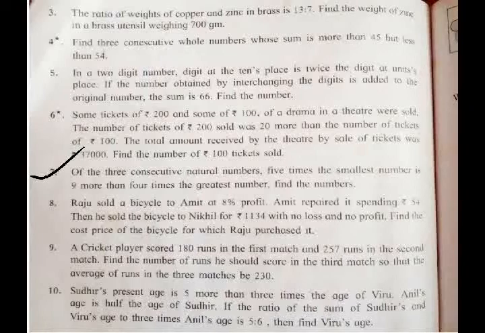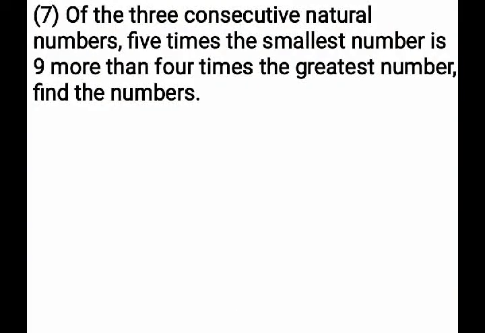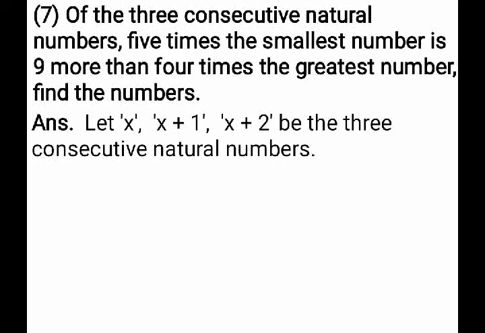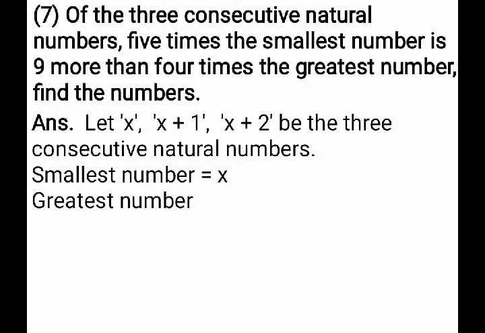Of the three consecutive natural numbers, 5 times the smallest number is 9 more than 4 times the greatest number. Find the numbers. So you have to take let x, x plus 1, x plus 2 be the three consecutive natural numbers. Smallest number is equal to x. Greatest number is equal to x plus 2.